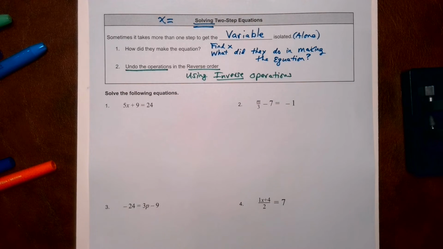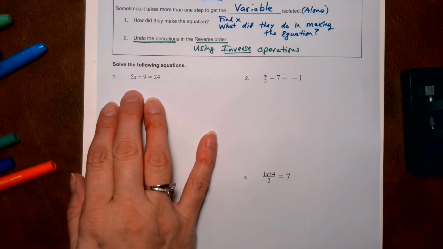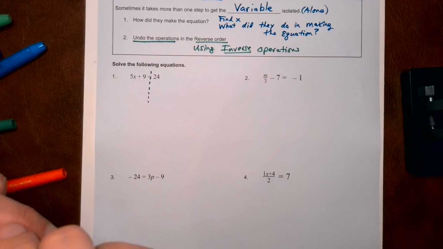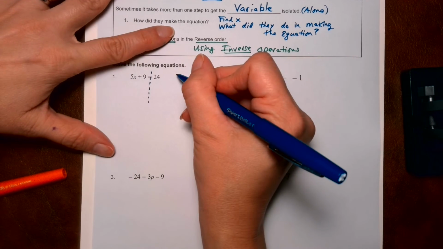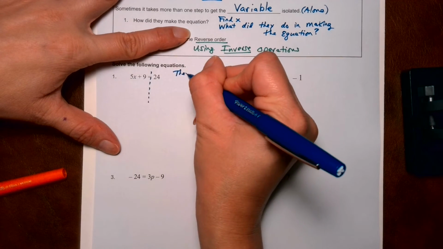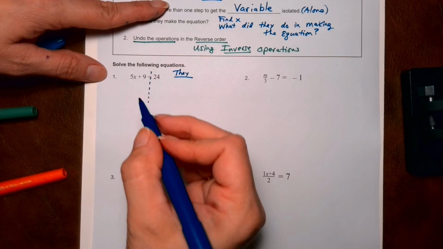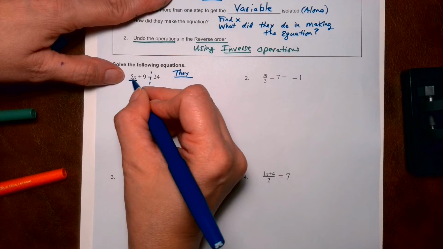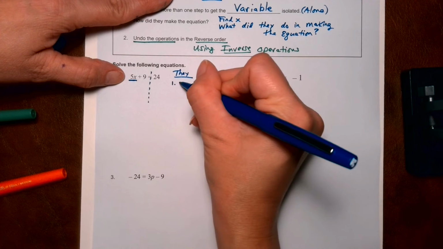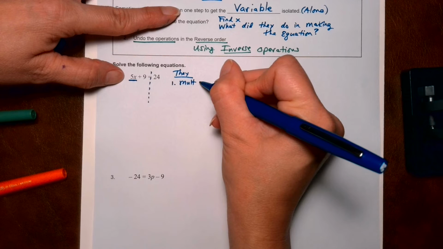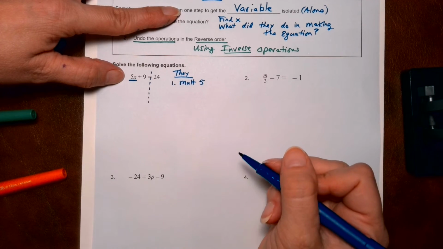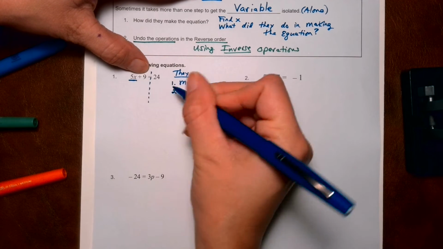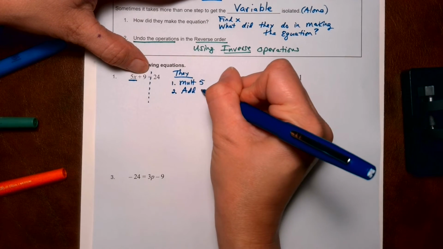Okay, so let's walk you through this a little bit. I'm looking at this equation. The first thing I'm going to do is build the wall. Okay, let's see. What did they do when they were making this equation? Let's find x. Here it is. The first thing they did, it looks like they multiplied by 5. So step 1, they multiplied by 5. And what did they do second? Step 2, it looks like they added 9.